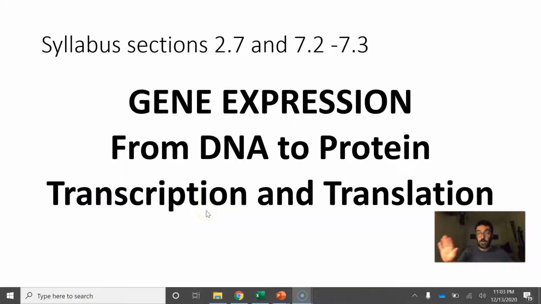So just to remind you where we are in the chapters and in the syllabus, we've been doing basically what's called gene expression. This comes from sections 2.7, 7.2, and 7.3. Gene expression is taking the instructions in your DNA, using those instructions to make some proteins. And we talked about transcription.